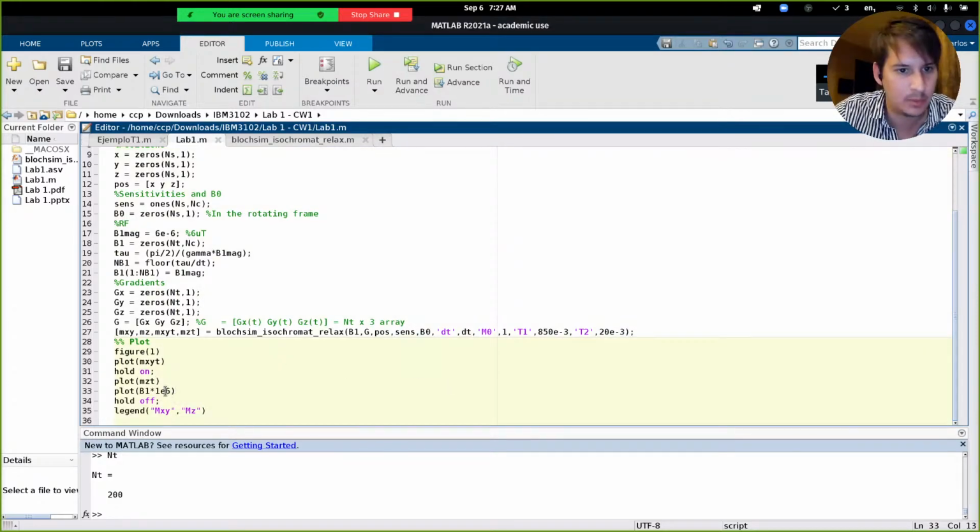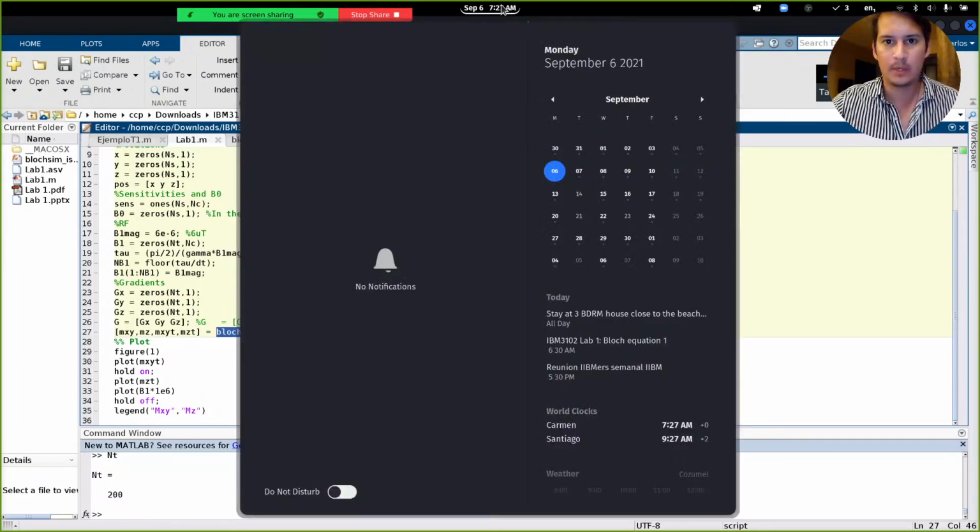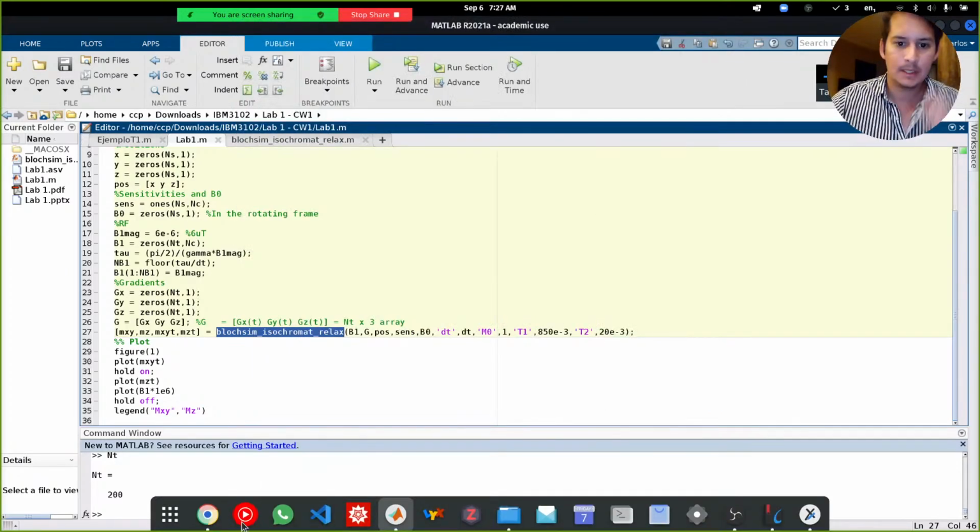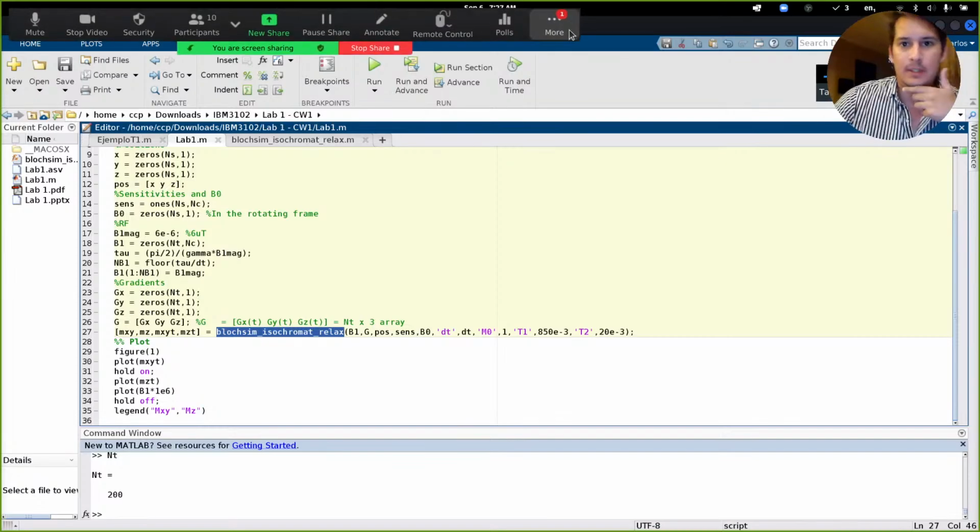I'm not sure if I'm simulating it correctly. I need to double check. That's a basic use of this function. I'm not sure if we have time to solve it, so let's leave it like this.